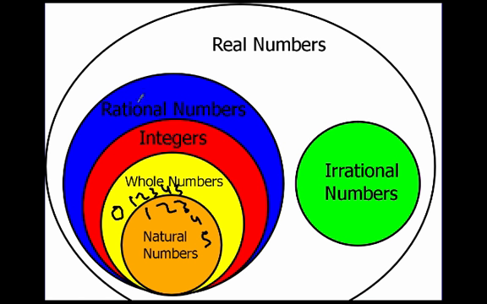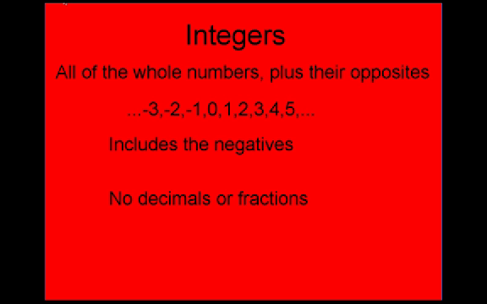Our third set we're going to talk about are the integers. So the integers are all of the whole numbers plus their opposites. All right? They're opposites. So what are the opposites? Well, the opposites are just the negative numbers. So the opposite of 1 is -1. The opposite of 2 is -2. Opposite of 3 is -3. The opposite of 1,245 is -1,245. All right, so the integers include the negatives, which neither the whole numbers nor the natural numbers do.